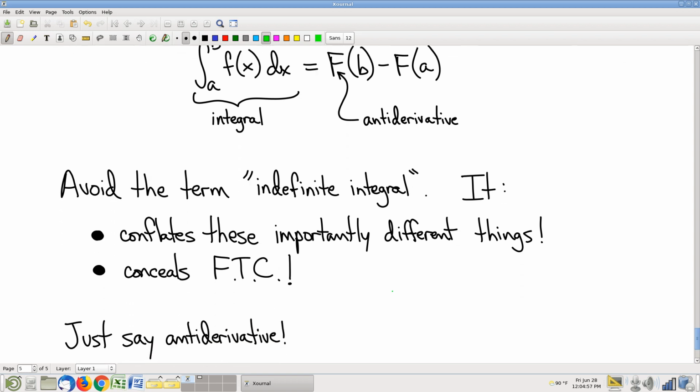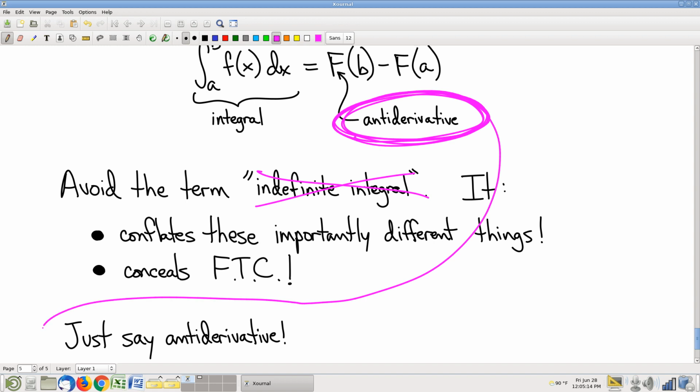Okay, so my advice to students is to simply not use this terminology, indefinite integral. I don't think it serves a purpose. The definition of indefinite integral is, well, an antiderivative. So just say antiderivative. That's what it is. It's not like it's more syllables. Right? So what's the point? What's the advantage of using the term indefinite integral? I don't see an advantage. Okay.